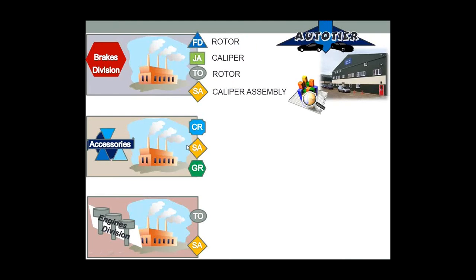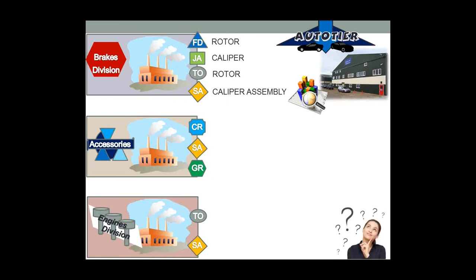It's got an accessories division, which is supporting 3 customers, CR, SA, and GR, and an engines division, which is supporting 2 customers, TO and SA. When you are looking at a company structure like this with multiple plants and supporting multiple customers, but parts are only measured at the shop floor level, how do I get a report for a customer level? How do we get a report for a caliper level?